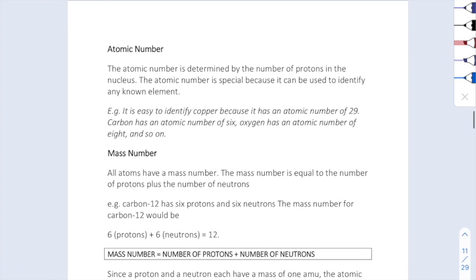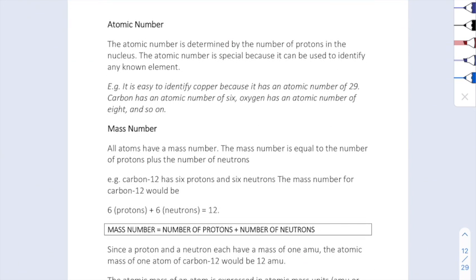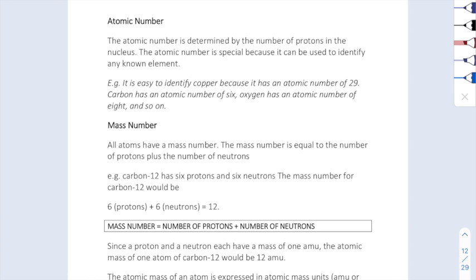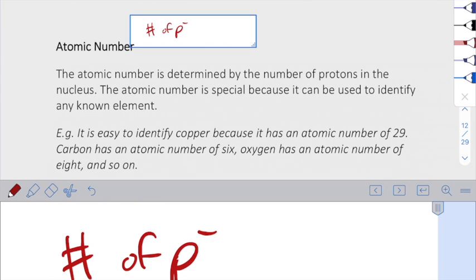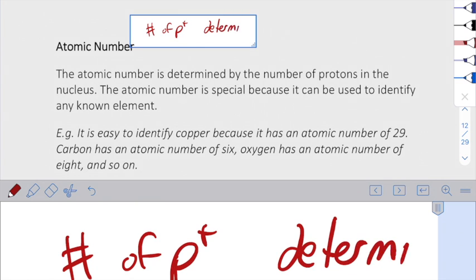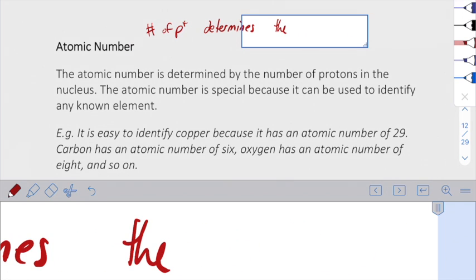So when we talk about an atom, there are a couple of values we should consider. One is the atomic number of that atom. The atomic number is determined by the number of protons in the nucleus. The atomic number is special because not only is it the number of protons in that atom, it also identifies that atom as a particular element. Every single one of the element names you know corresponds to a specific number of protons. The number of protons determines the element.